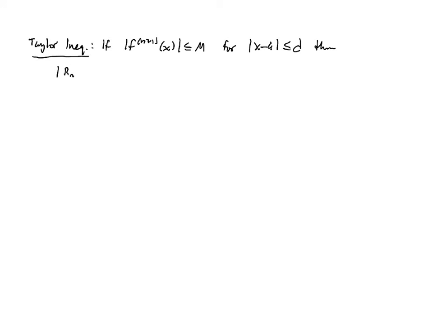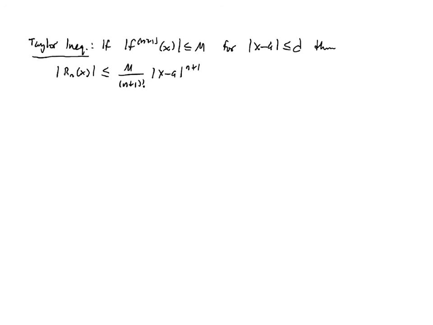So remember that Taylor's inequality says that if the absolute value of f to the n plus 1 of x is less than or equal to M whenever we have absolute value of x minus a less than or equal to d, then I get to conclude that the absolute value for my error is less than or equal to M over n plus 1 factorial times the absolute value of x minus a to the n plus 1.